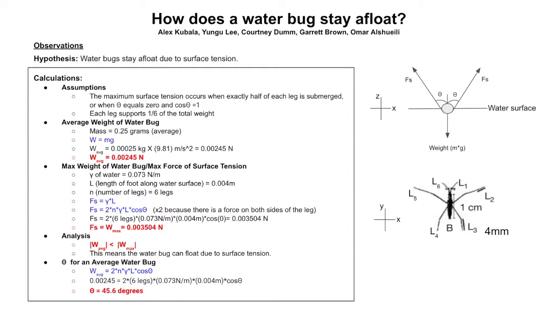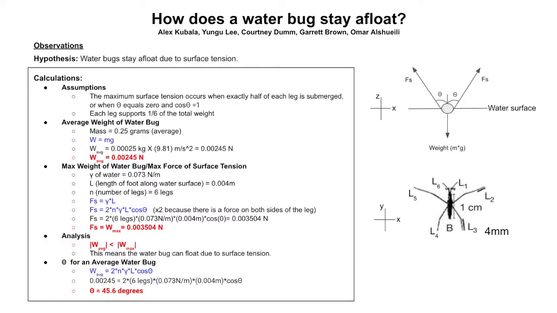We then found the maximum possible weight of a water bug from the maximum force of surface tension. The surface tension of water, or gamma, is equal to 0.073 newtons per meter. The length of each foot of a water bug is 4 millimeters, and as stated previously, the bug has 6 legs. The force from surface tension is equal to gamma times the length of the surface in contact with the water.